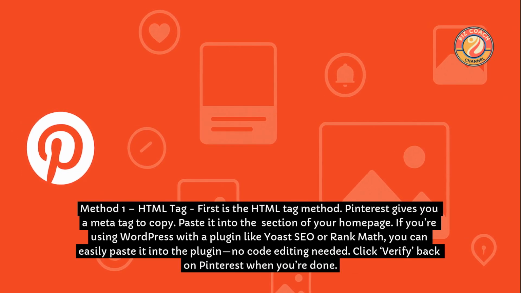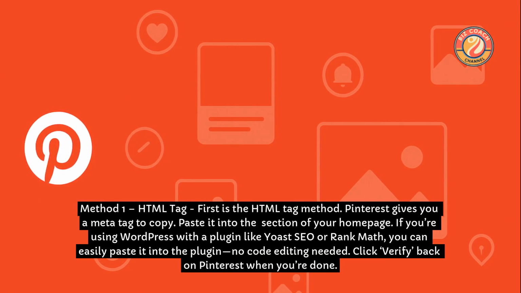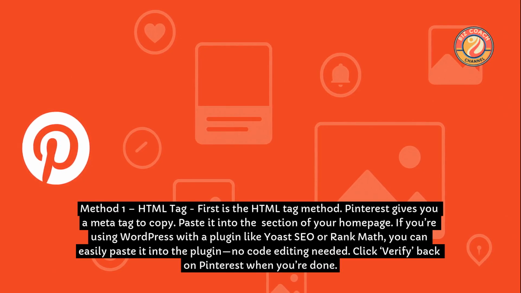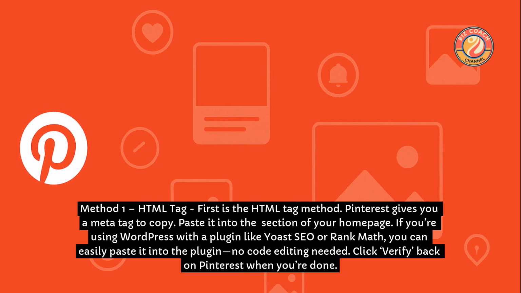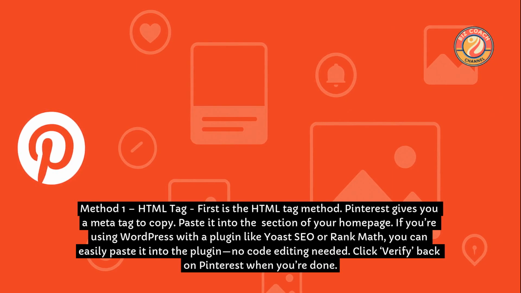Method 1. HTML tag. First is the HTML tag method. Pinterest gives you a meta tag to copy. Paste it into the head section of your homepage. If you're using WordPress with a plugin like Yoast SEO or Rank Math, you can easily paste it into the plugin, no code editing needed. Click Verify back on Pinterest when you're done.